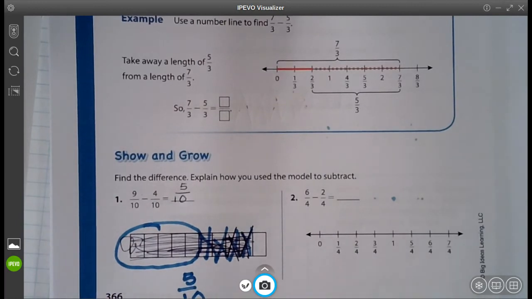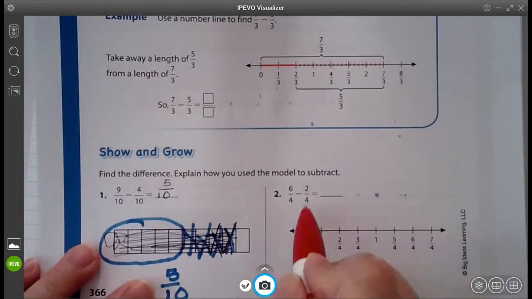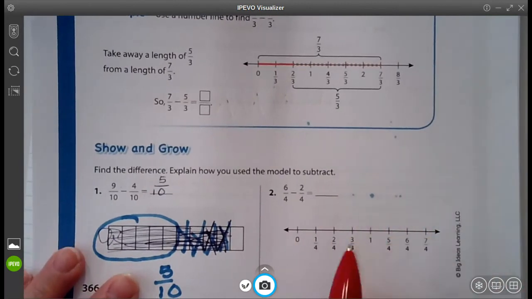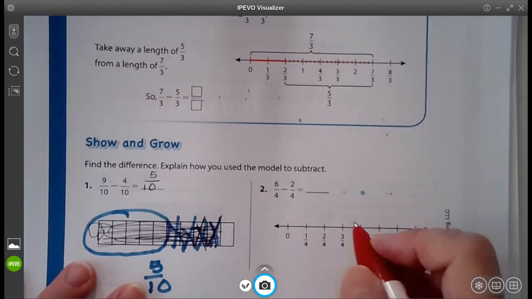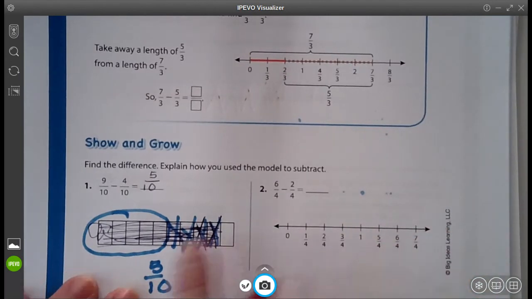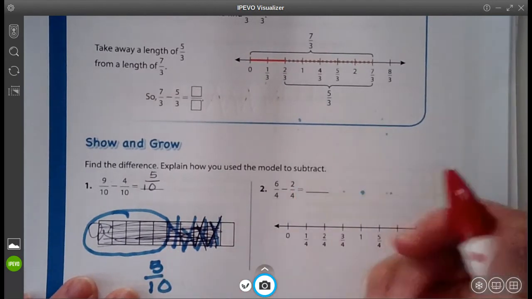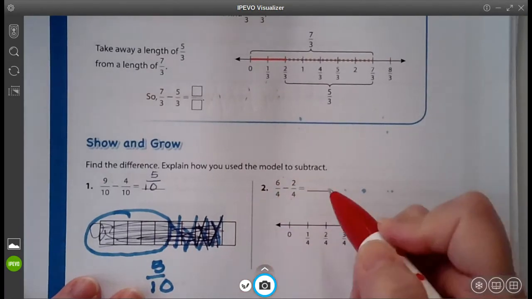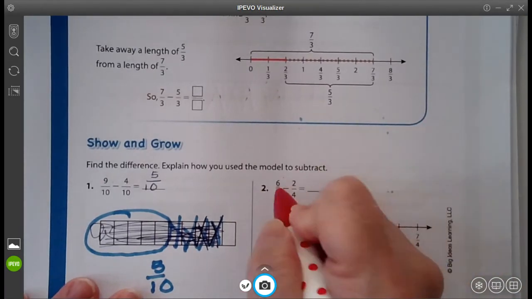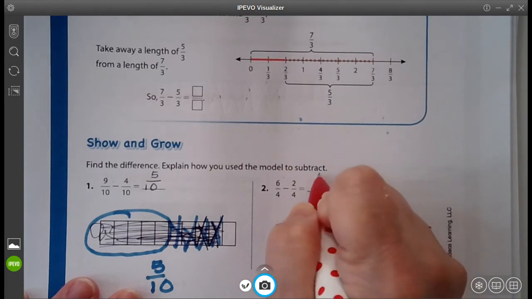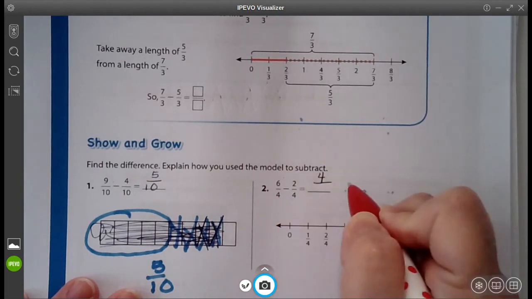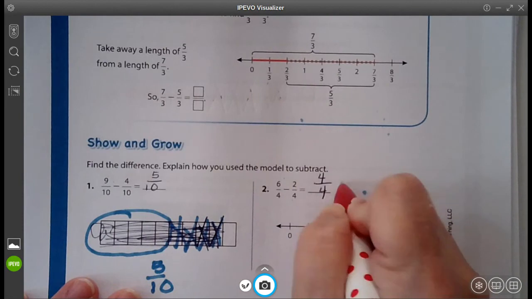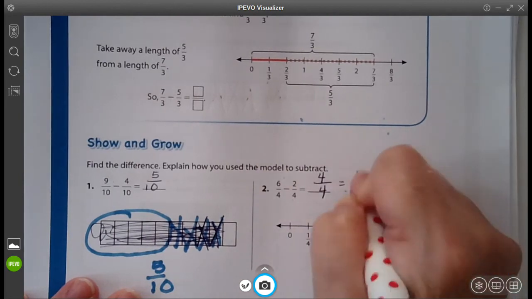Let's do one more. 6 fourths minus 2 fourths. Oh, this time they have a number line for you. If you're not comfortable with the number line, go ahead and draw an area model like this one. But maybe you don't even need it. 6 fourths minus 2 fourths. You need to take a look at the numerator and subtract. 6 minus 2 equals 4. And then you keep the denominator, 4 fourths, which equals 1.